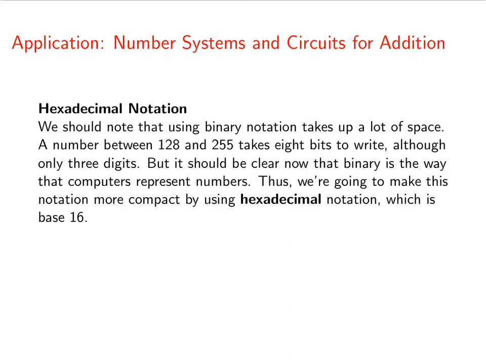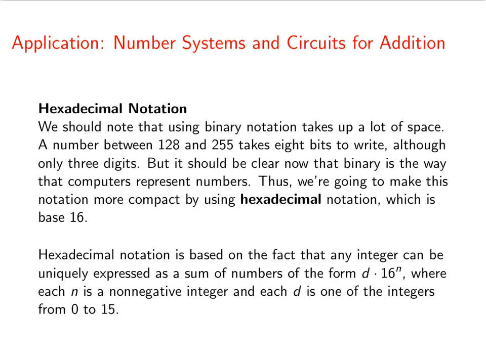So we're going to make our binary notation more compact by using hexadecimal notation, and that's base 16. This is going to be convenient because 16 is a power of 2. Hexadecimal notation is based on the fact that any integer can be uniquely expressed as a sum of integers of the form d times 16 to the n. Each n is a non-negative integer. Each d, a coefficient, is some number between 0 and 15.